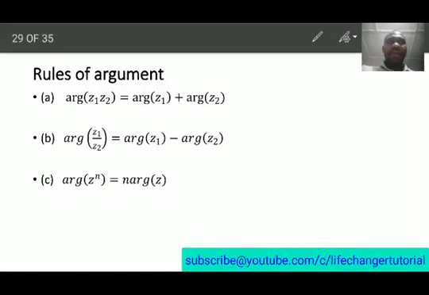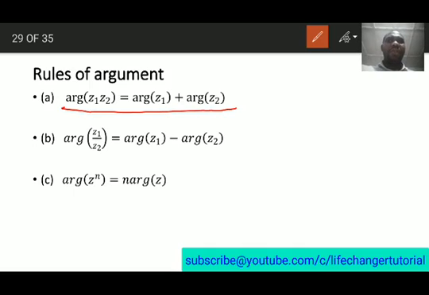Okay, hello. The next on our table is rules of argument. Very interesting. The argument of z1 z2 is equal to the argument of z1 plus the argument of z2. It's a rule. Probably later on I'll show you why. It's quite a very long method. Secondly, the argument of z1 over z2 is equal to argument of z1 minus argument of z2. Thirdly, argument of z raised to power n is equal to n argument of z.